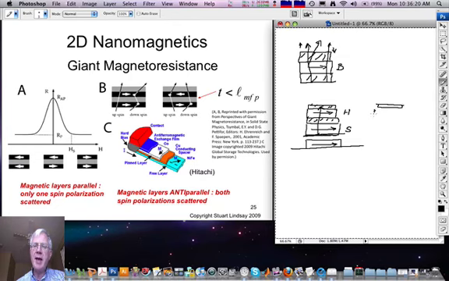If, on the other hand, the soft magnetic material at the bottom encounters a magnetic bit with the polarization reversed, like this, then in this arrangement, both signs of spin are scattered, and the resistance of the device is higher. This device is capable of reading very tiny magnetic bits very rapidly.